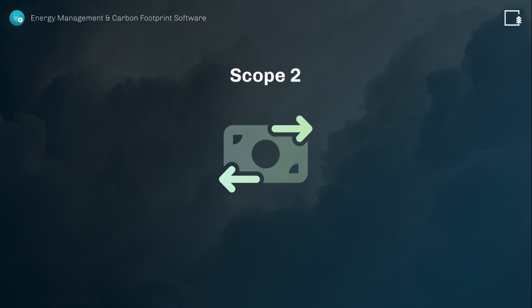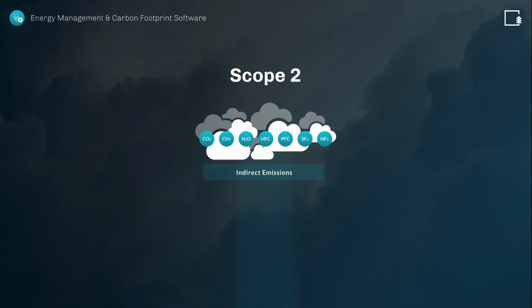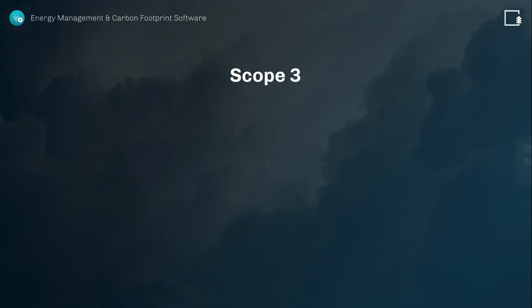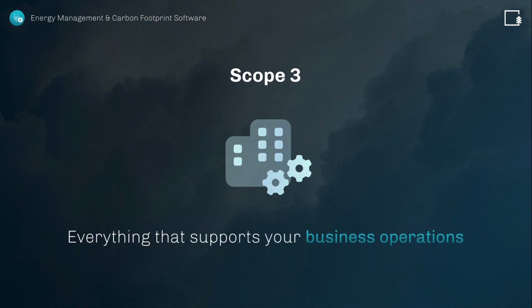Now let's move on to Scope 2, which we want to consider as purchased emissions. Scope 2 emissions are associated with factors such as the purchase of electricity, steam, heating, and cooling. They are considered indirect because while the company consumes the energy, it is generated off-site, so it cannot be directly controlled.